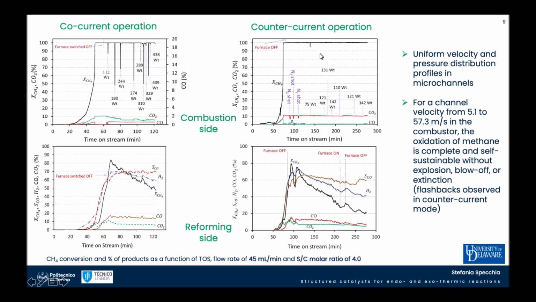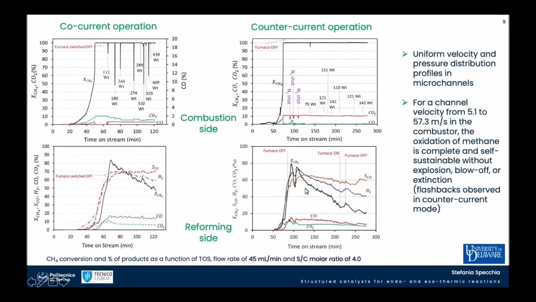And here with the concurrent operation, again, the furnace was stopped when we were able to reach full combustion. Then the combustion side was able to self-sustain, but here also, you see this is the conversion of methane, and the drop was much more evident compared to here. And here you can see the amount of carbon monoxide and hydrogen we were producing.